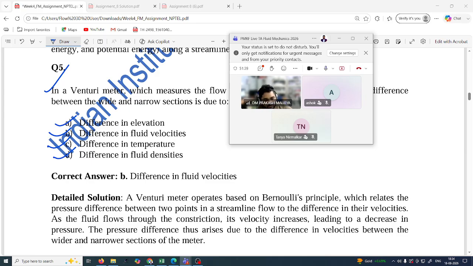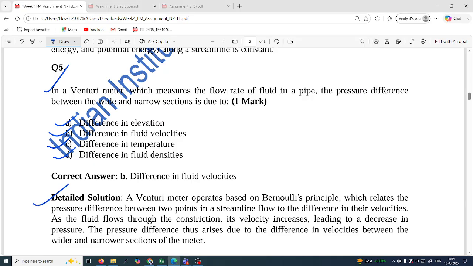Let me just read the detailed solution part. A venturimeter operates based on the Bernoulli principle, which relates the pressure difference between 2 points in a streamline flow to the difference in their velocities as the fluid flows through a constriction. Its velocity increases, leading to a decrease in pressure. The pressure difference thus arises due to difference in velocity between the wider and the narrow section of the meter. Same thing is written here.